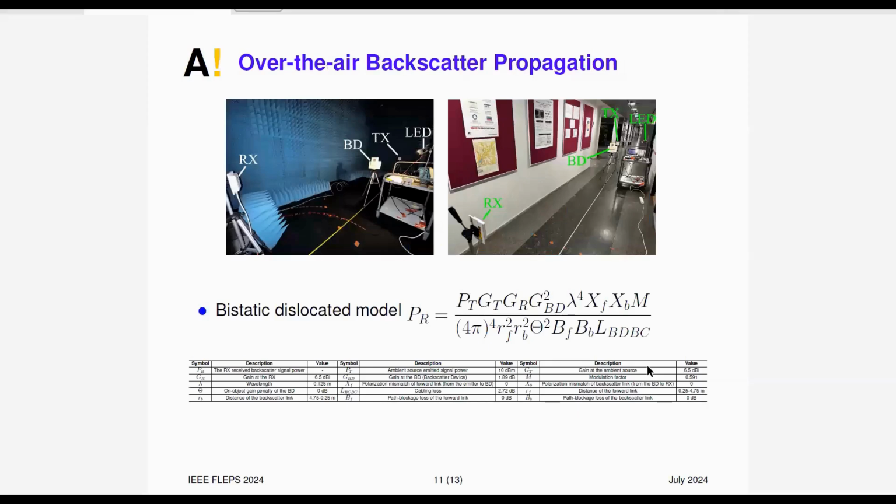We also do the over-the-air backscatter propagation test in the anechoic chamber and the office corridor. Here we put the backscatter device, moving between the transmitter and receiver, and illuminated by the LEDs always. In the chamber, there's no ambient light, and in the office corridor, there are office ceiling lights. We use the bistatic dyadic model of the backscatter propagation that is very famous in the RFID literature and backscatter communications, and we use realistic parameters, which are basically the measurement equipment parameters.